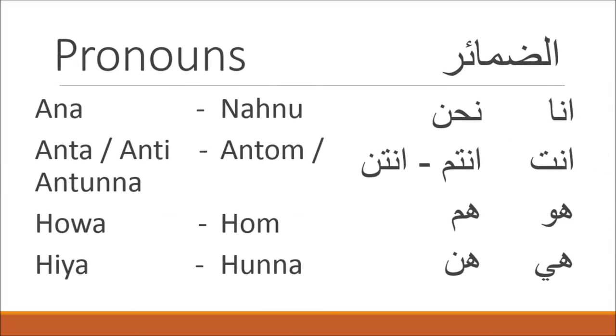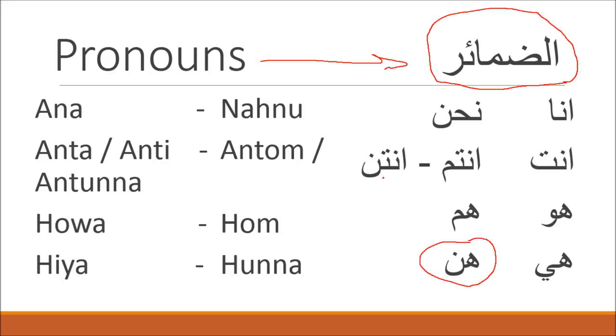The pronouns in Arabic are called al-dama'ir. So I'm going to walk with you here. Pronouns means al-dama'ir. That's the word that means the pronouns in Arabic. So we have almost 9 pronouns in the Arabic language, but we're going to ignore 2 of them, which are this one and this one. Why are we going to ignore them?